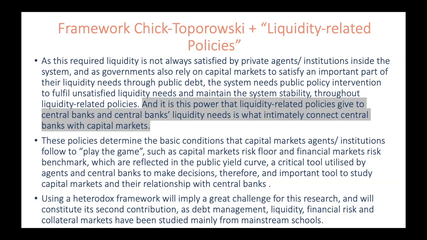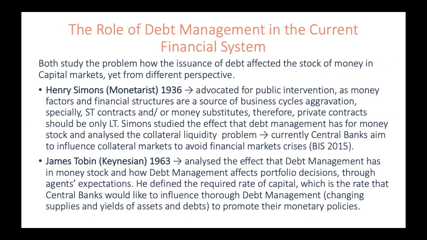Because I'm doing this from a heterodox perspective, it's been very difficult to integrate this framework with the analysis of liquidity and financial risk. Because as we know, the heterodox framework talks about fundamental uncertainty, and actually uncertainty. So it's been difficult to integrate both. There are three main economists that have studied the management within monetary policy, and they are Henry Simons, Minsky's professor, James Tobin, and Professor Jan Toporowski. I'm just going to say that for Simons, the source of the system's or the business cycle's aggravation was that people wouldn't be able to pay their debts.